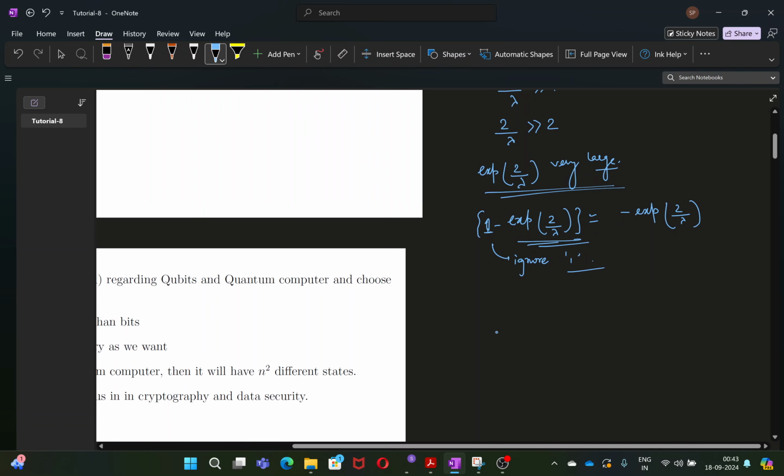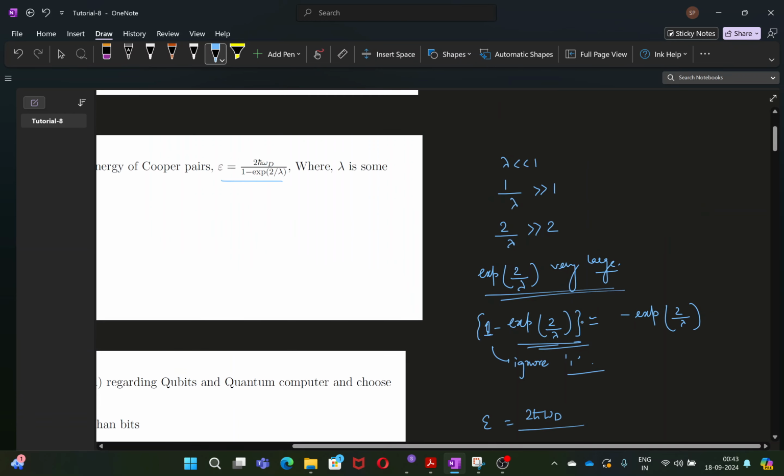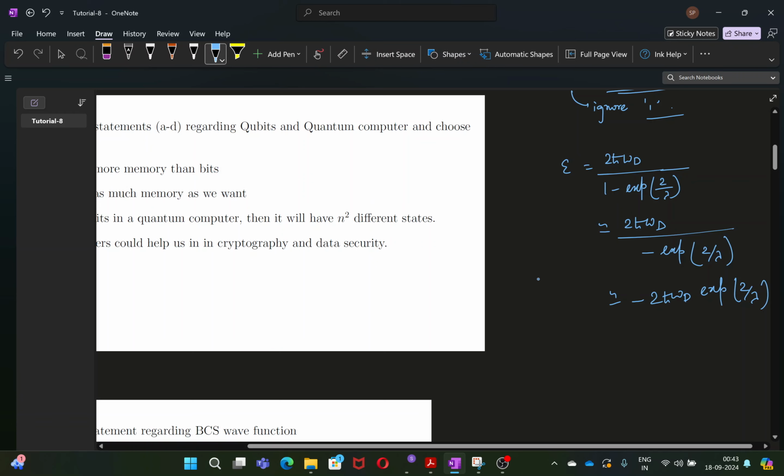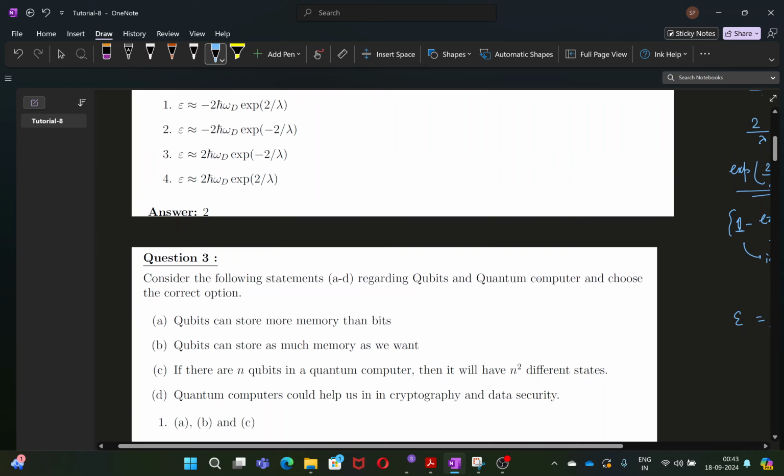So that makes this equal to 2 h cut omega t divided by 1 minus exponential of 2 by lambda, which is nearly equal to 2 h cut omega t divided by minus, because you have ignored the 1, minus exponential of 2 by lambda, which is nearly equal to minus 2 h cut omega t exponential of 2 by lambda. Or this becomes, so let us choose the right option, 2 h cut omega t to the power of 2 by lambda with a minus sign.